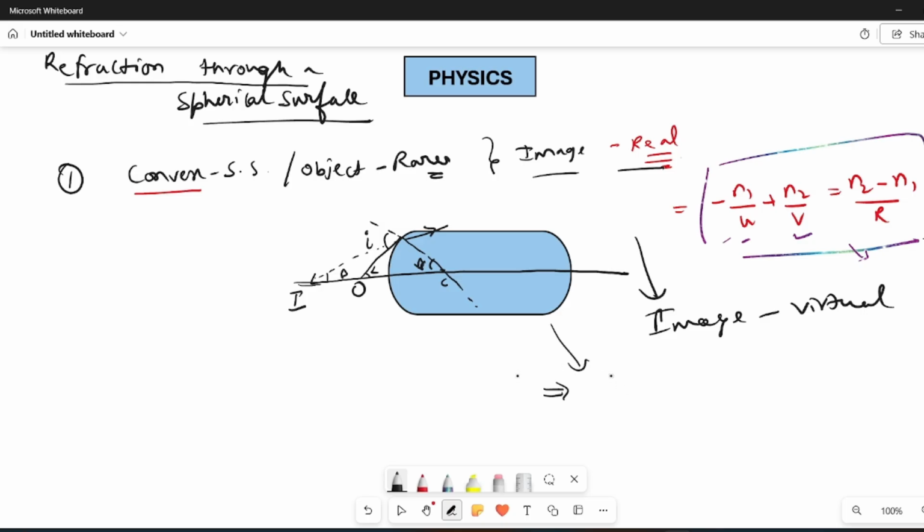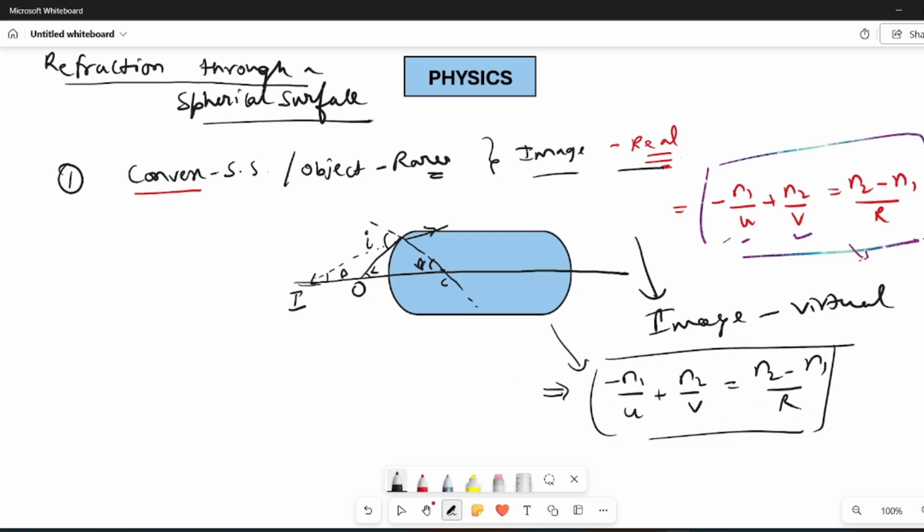When you solve the whole equation, your result will come out as minus n1 upon u plus n2 upon v equals n2 minus n1 upon r. So in both cases, when my image was real and when my image was virtual, my equation does not change. In both cases, the result came out equal. So there is something very peculiar happening in this situation. Irrespective of how I change the position of the object, the result is not changing.